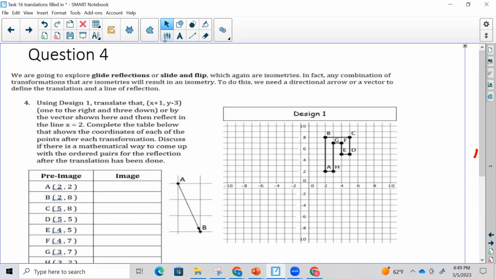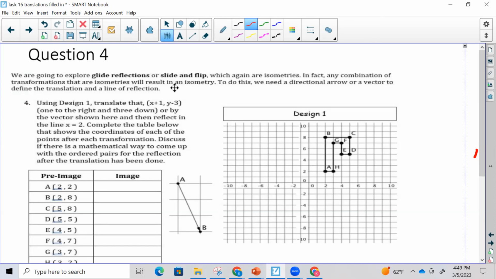Isometry means that the original shape, the pre-image, and the image are congruent, which means that the side lengths are preserved, the angle measures are preserved, the lines that are parallel are still parallel in the image, and the lines that were perpendicular are still perpendicular in the image. And any combination of transformations that are isometries will also result in an isometry.